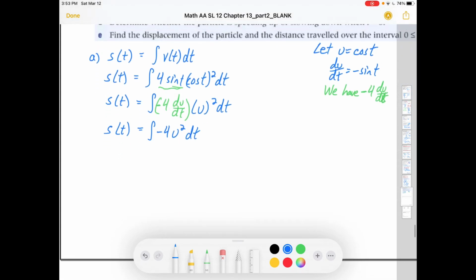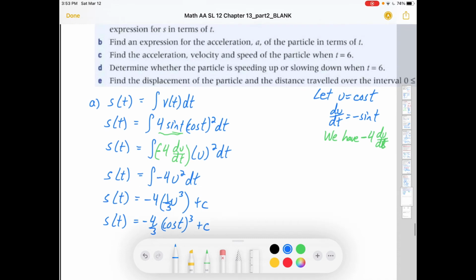And that is something that is not that difficult to integrate. It's going to be negative 4 stays, power goes up by 1, flip of the new power goes in front, plus c. Now, we can't leave it in terms of u, so we're going to have to rewrite it as, instead of u, we'll put it as cos t cubed. You can call that cos cubed of t if you want. I'm going to leave it this way.